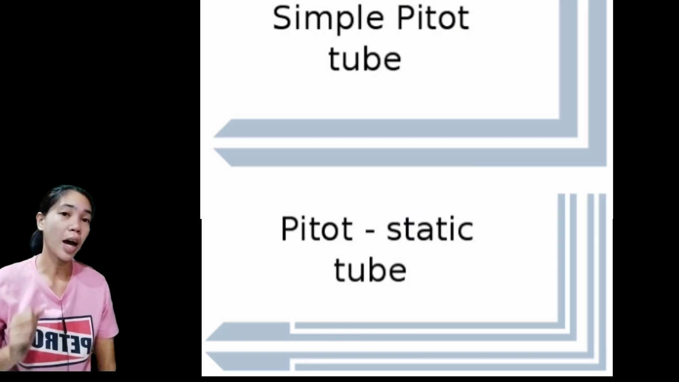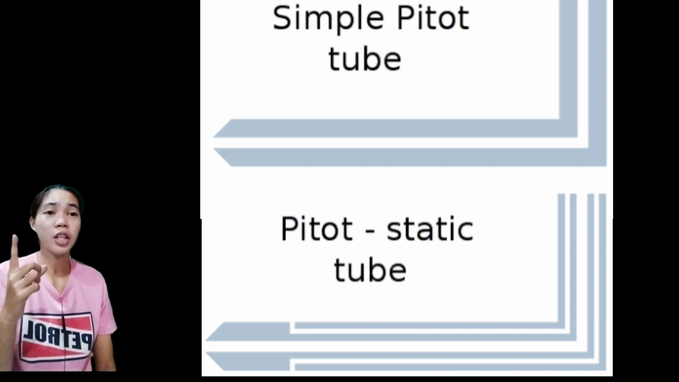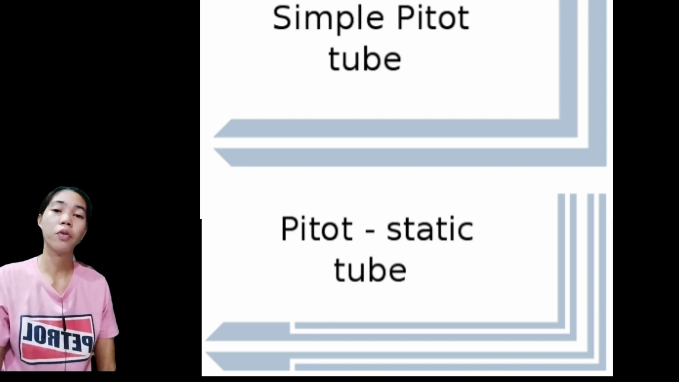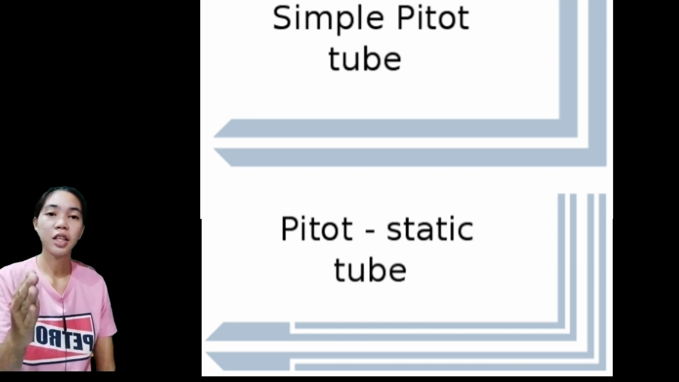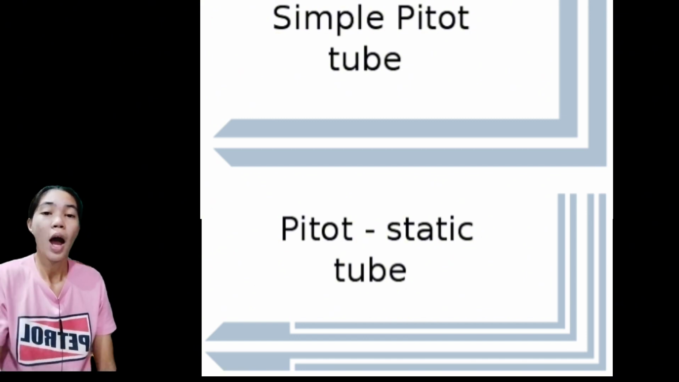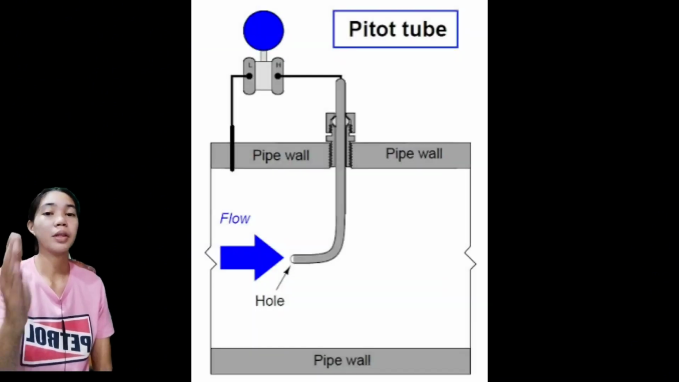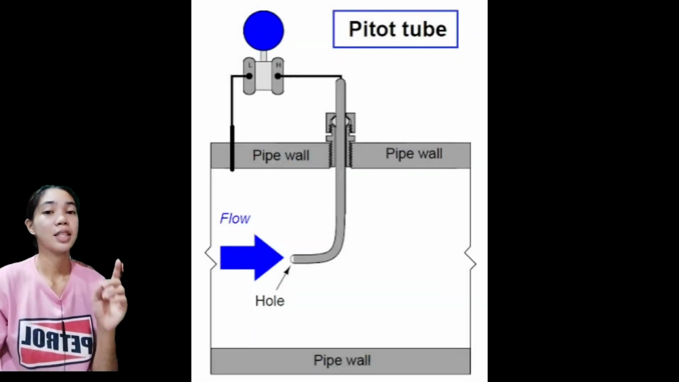There are two types of Pitot tube. One is the simple Pitot tube, which calculates the velocity of flow at any point in a channel or pipe. The other is called the Pitot static tube, which measures the local velocity of the flow at any particular point within the pipe. The material used is stainless steel.